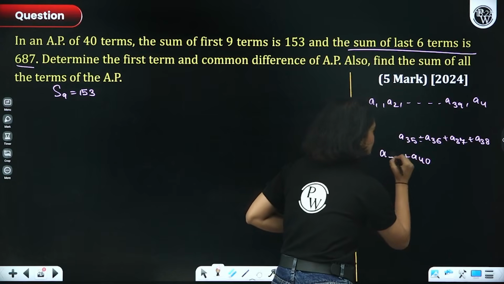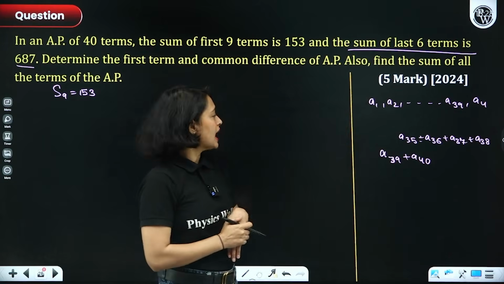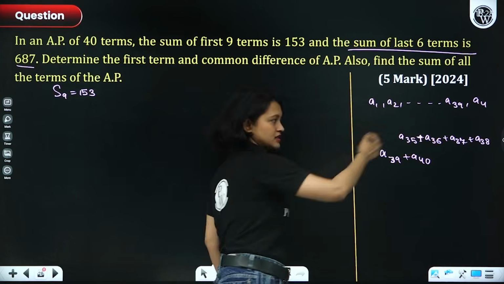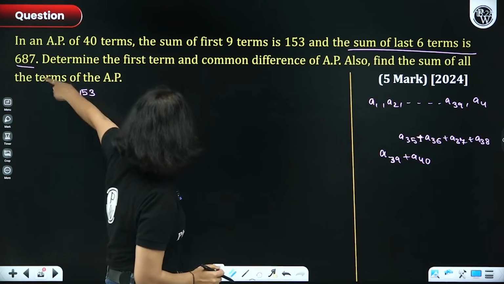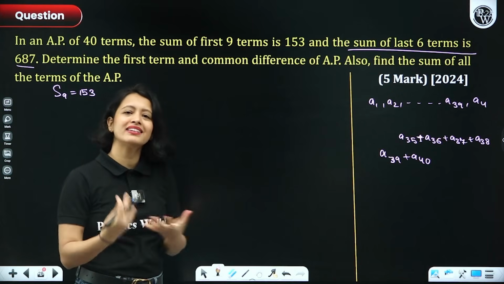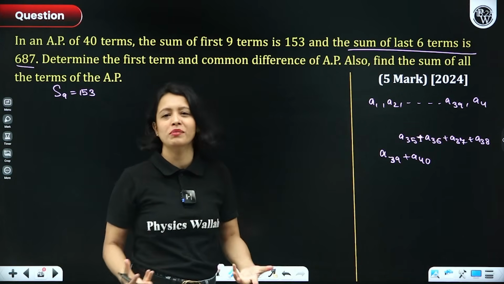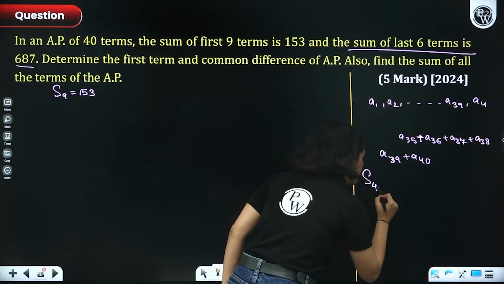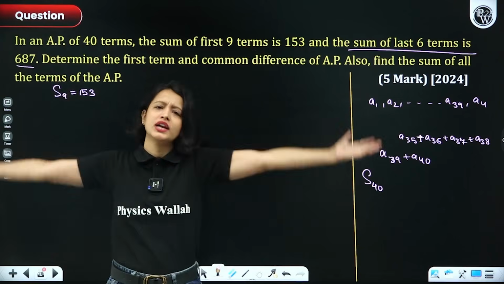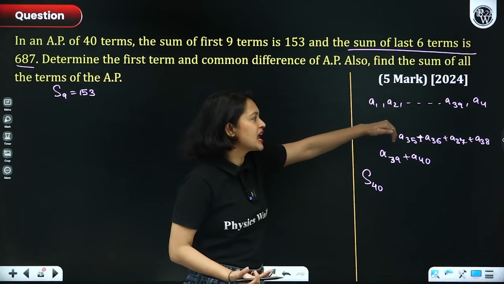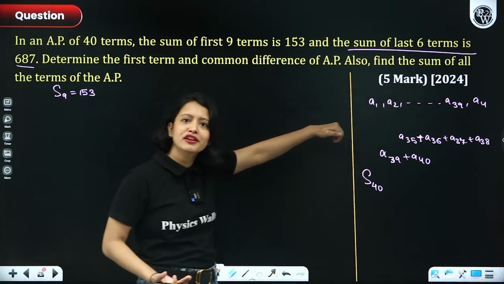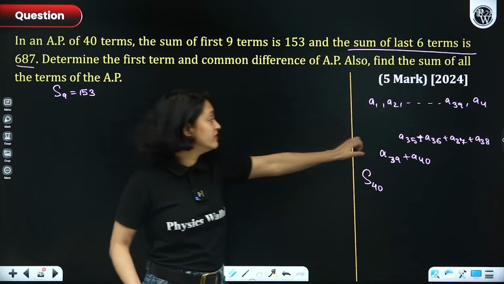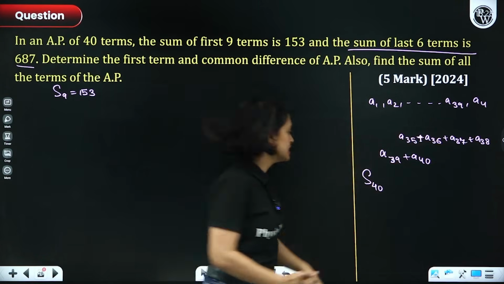So that means we have been given this, from here to here, that 687. But how can I write it in such terms that I can use the formula, right? So think about it, everyone. If I take S40, the sum of all the 40 terms, and if I subtract the sum of the first 34 terms, I will only get the remaining terms' sum. Yes or no?